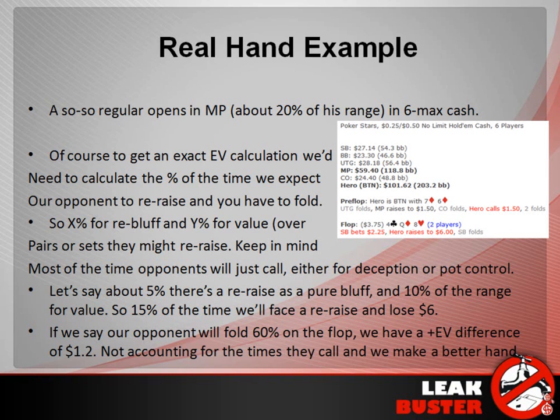So let's just keep it really simple and say our opponent will fold 60% of the time on the flop. We will have an EV difference of about $1.20, because on those times that we have to fold, 15% of the time, we'll lose 90 cents. And if we take the EV of the times that they fold and sometimes call, you're roughly going to be making about $1.20 per hand, or almost 2.5 big blinds per play.